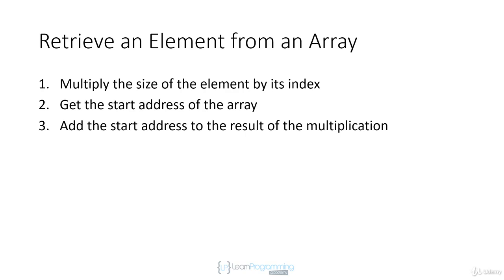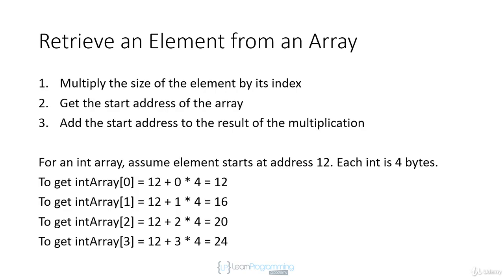To retrieve an element from an array, when we have its index, we multiply the size of the element by its index. And remember, every element in the array will have the same size. Multiplying the size of the element by its index gives us the offset from the beginning of the array. And then, of course, we need the start address of the array, and we add the start address to the offset of the element, and boom, we have the memory address of the element. So once again, to get int array 0, if we're starting at address 12, assuming that's our array start address, that would be 12 plus 0 times 4, which is 12. To get 1 would be 12 plus 1 times 4 to get 16, etc.